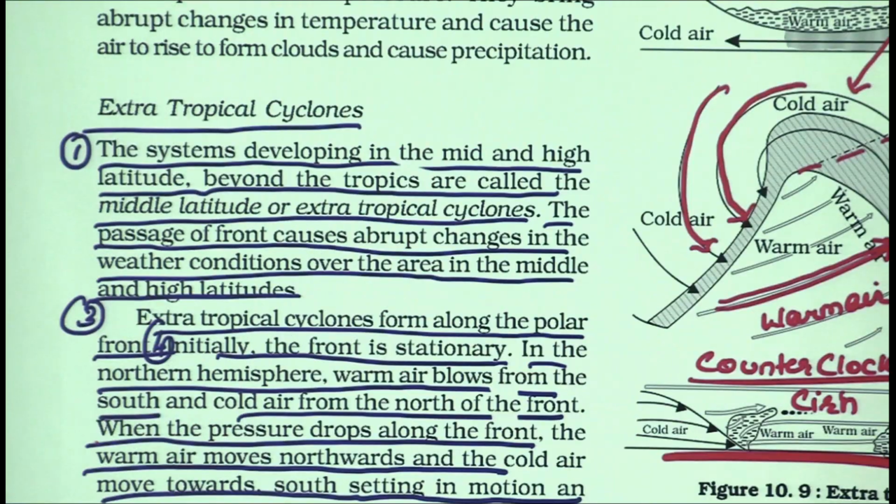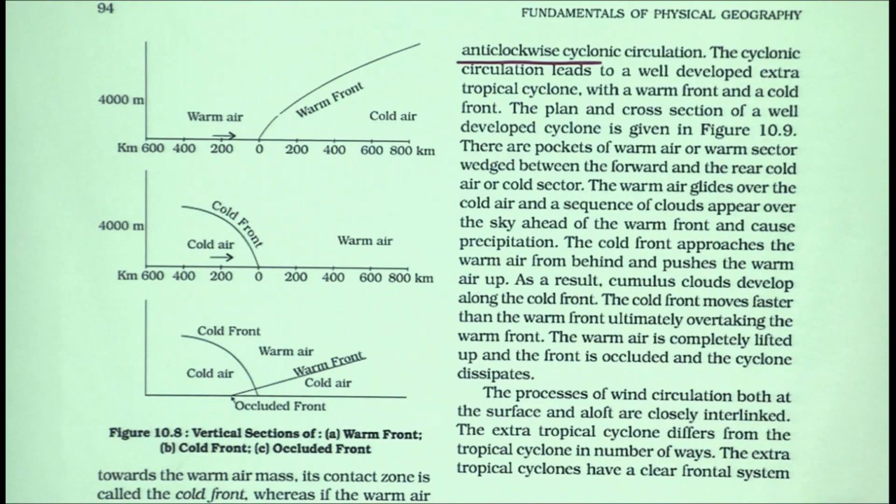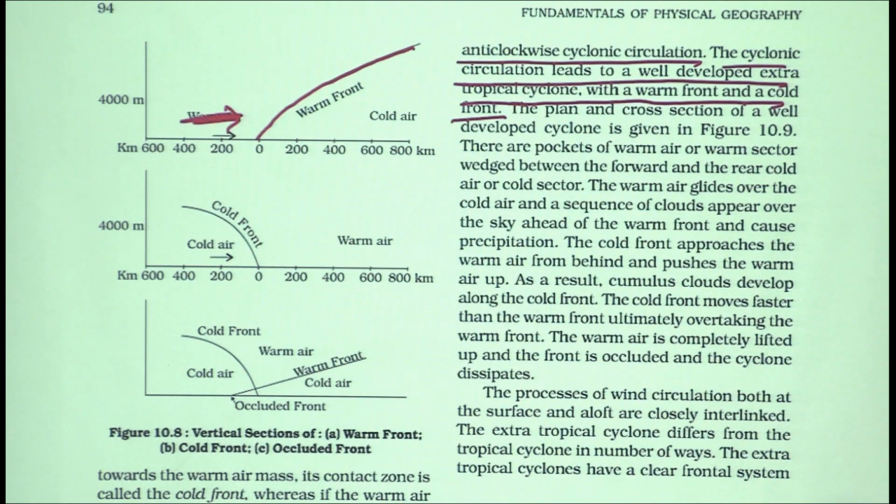I want to read it again. When the pressure drops along the front, the warm air moves northward and the cold air moves south, setting in motion, anti-clockwise circulation. The cyclonic circulation leads to well-developed extratropical cyclone with a warm front and cold front. Our NCERT also gives us the diagram, if you can see it. Warm air intruding into cold, developing warm front. Warm front is always shown with smoother curve in weather map.